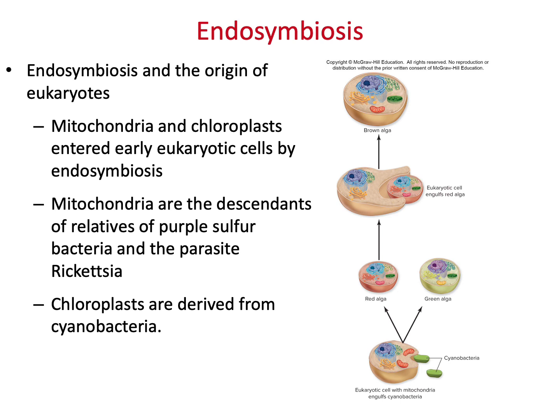So mitochondria are the descendants of relatives of purple sulfur bacteria and the parasite Rickettsia, and another eukaryotic ancestral cell engulfed a cyanobacterium, which developed into a chloroplast through endosymbiosis. And this is how the origin of eukaryotes is explained, as a series of endosymbiotic events that happened in the past.